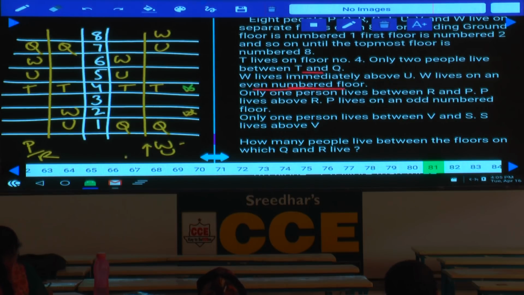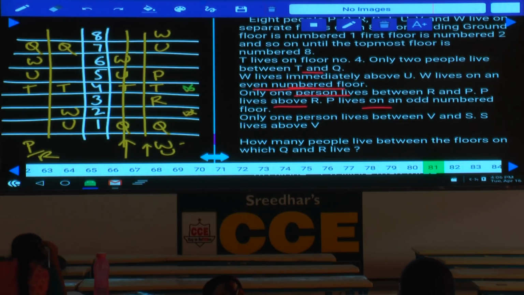Now, this case is not possible because 2 alternate places are not available here, isn't it? The next one, P lives on an odd number floor. Only one person, P lives above R, and P lives on an odd number floor. Now in this case, P must be here. If P is here, R will be here. That is the only possibility left over.